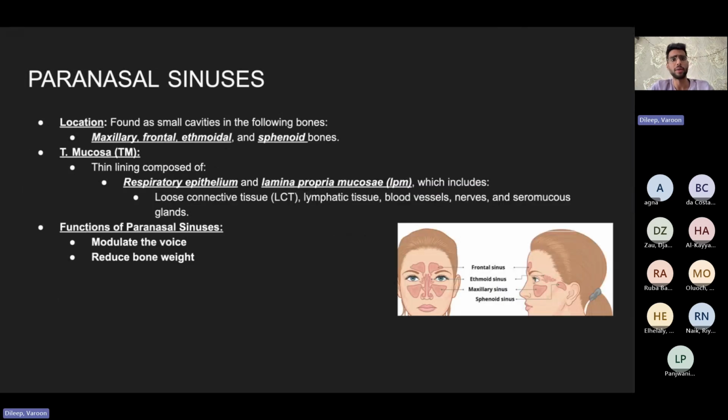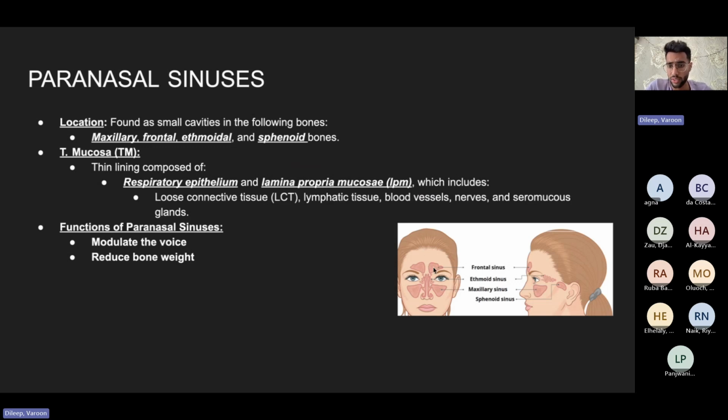When we talk about the paranasal sinuses, there's no specific slide for it, but you need to know some basic information. They are found in small cavities in the following bones: the maxillary bone, frontal bone, ethmoidal bone, as well as sphenoid bone. The tunica mucosa is again composed of the respiratory epithelium, and the lamina propria mucosa includes loose connective tissue, lymphatic vessels, blood vessels, nerves, and seromucous glands, as I said before. The main function of the paranasal sinuses is to modulate the voice as well as reduce bone weight.